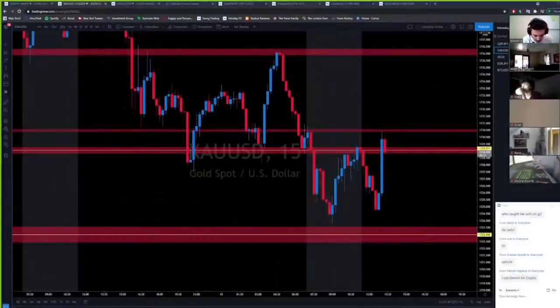What province are you from in the Netherlands? I'm in North Holland, actually in Hilversum. It's like 20 kilometers from Amsterdam.